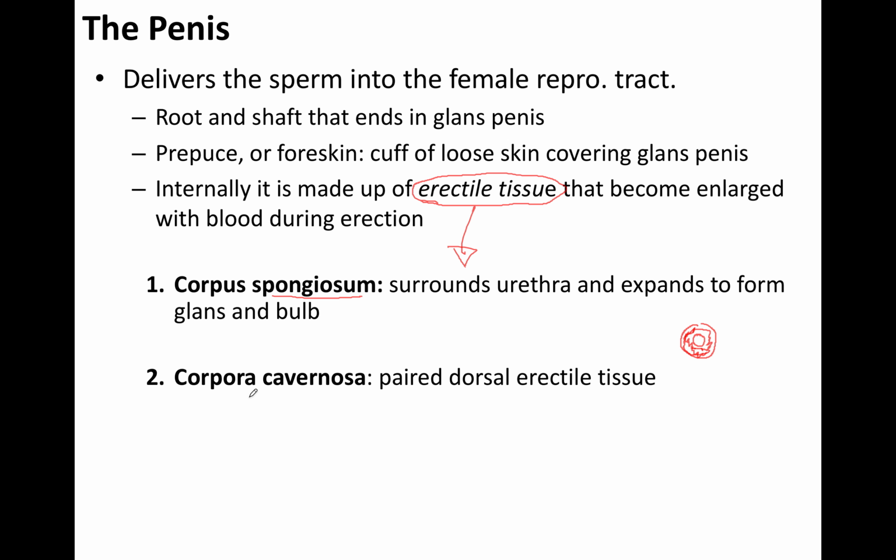The other two erectile tissues are called the corpora cavernosa. Essentially what they are is two expansions that are going to be dorsal, right above. So yes, it looks like a creepy face, but essentially that is what it looks like. This is the dorsal paired cavernosa, and then this one right here is going to be the spongiosum.